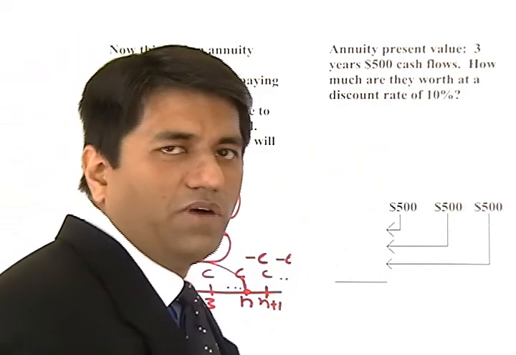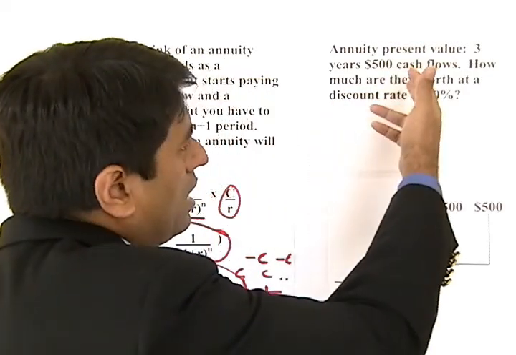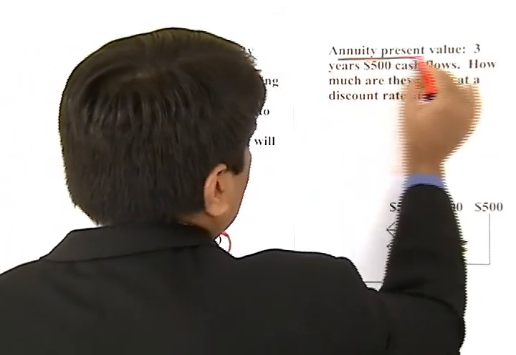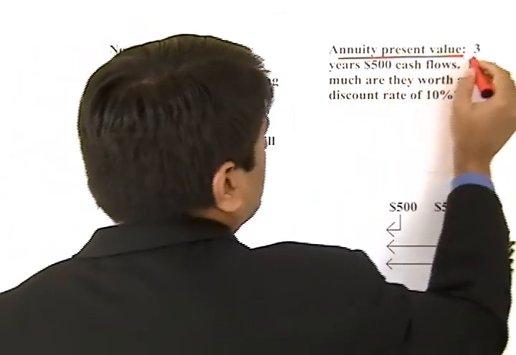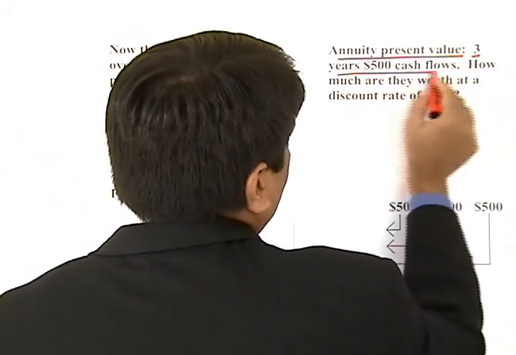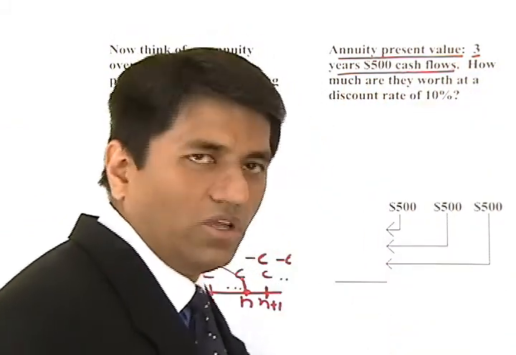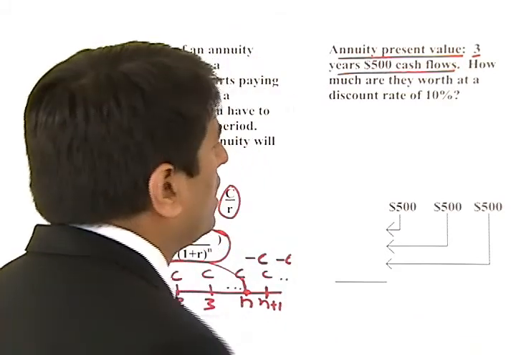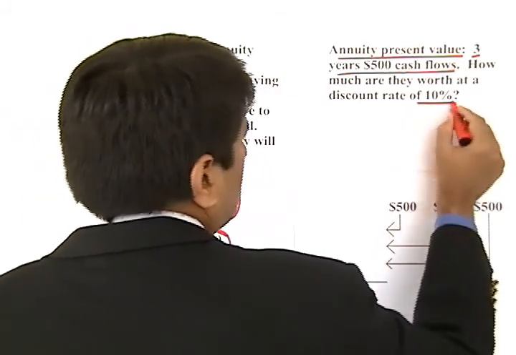So we are going to first use the annuity formula on this example. Here what you have is 3 years of $500 cash flows. So each year for the next 3 years, you're going to get $500 and the discount rate is 10%.